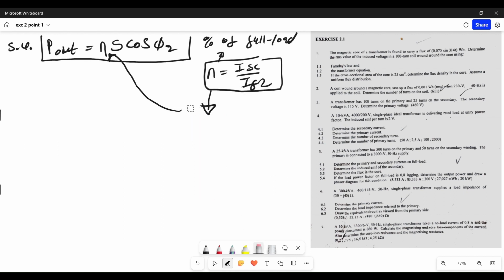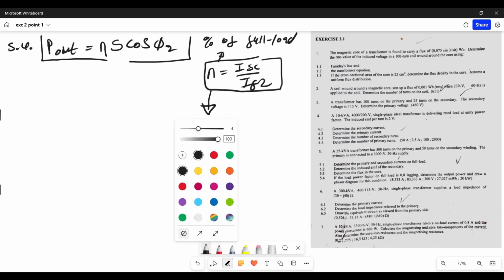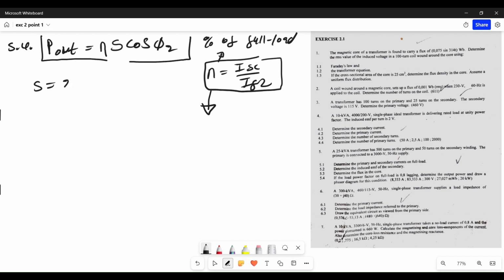So what are we gonna do? We're gonna check. We already know S also. S is 25 kVA. N is equal to 1. Our power factor, we're told, is 0.8 lagging. So we have everything to calculate the output power.